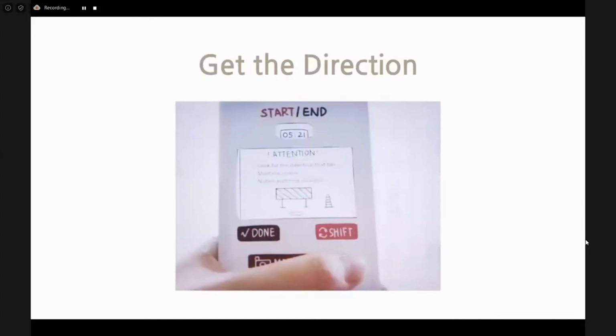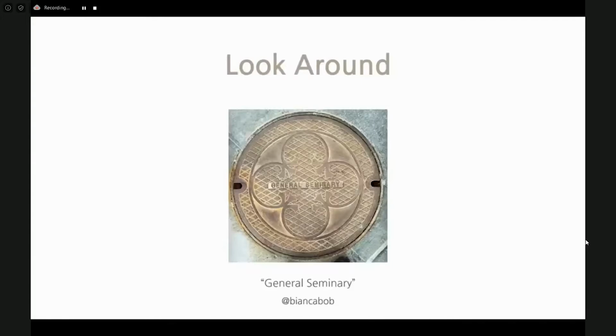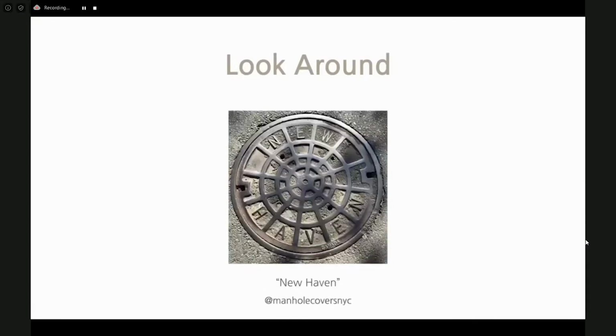The second one is get the direction. The direction is not like traditional directions like north or south, but more like random prompts such as this one. Attention, look for the direction that has manhole covers. If you follow that instruction and then look around, you may find this, or this, and even this, delicious.